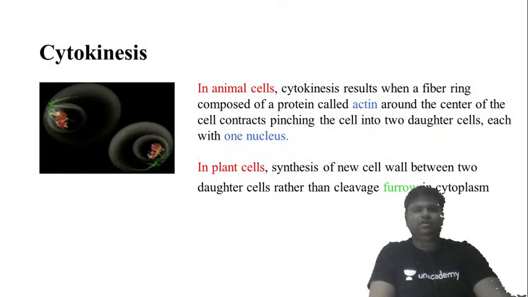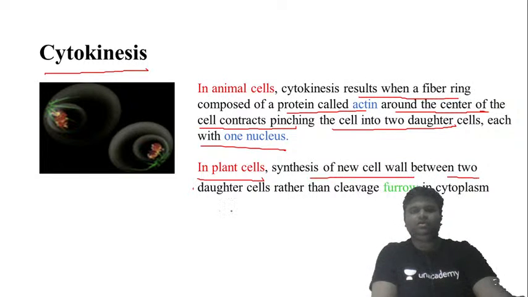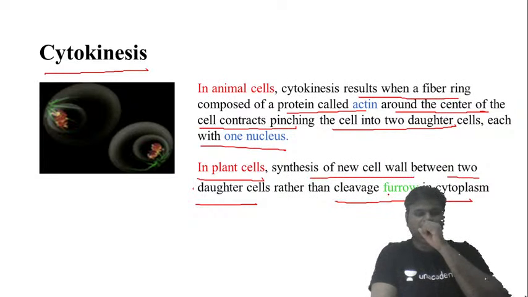So this is the cytokinesis. In the animal cell, cytokinesis results when a fiber ring composed of a protein called actin forms around the center of the cell, and it contracts, pinching the cell into two daughter cells, each with one nucleus. In a plant cell, there is synthesis of a new cell wall between the two daughter cells rather than a cleavage furrow in the cytoplasm.